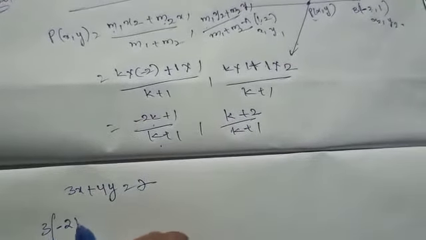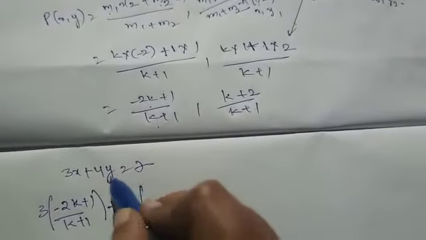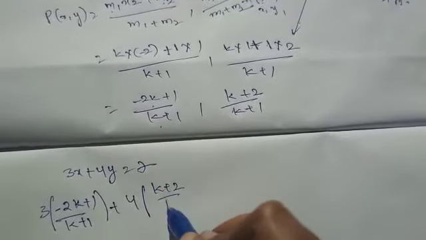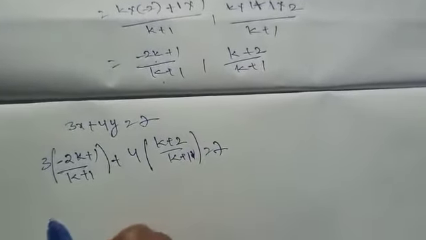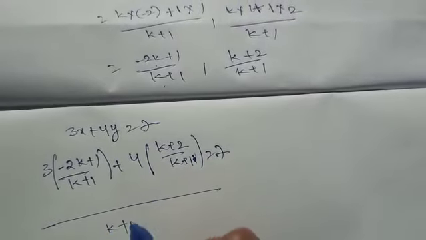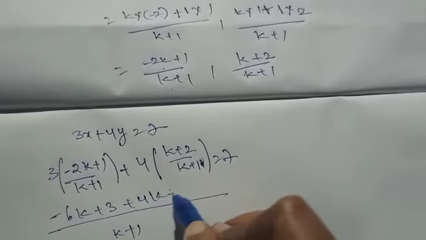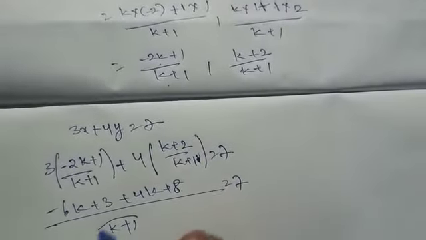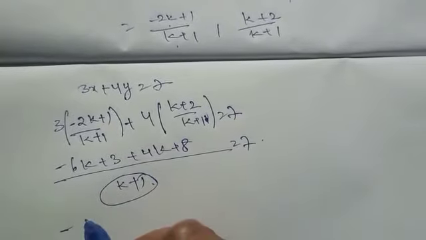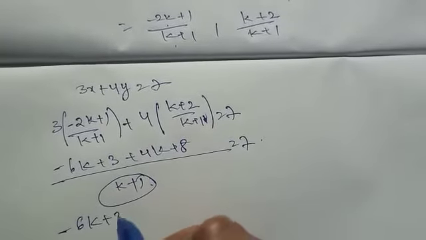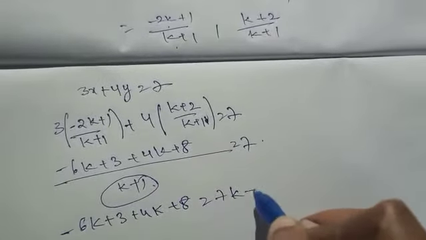The x coordinate is (-2k + 1) / (k + 1), and 4 into the y value (k + 2) / (k + 1) equals 7. Take LCM: k + 1. 3(-2k + 1) is -6k + 3, 4(k + 2) is 4k + 8, equal to 7. The k + 1 comes to this side: into (k + 1). So -6k + 3 + 4k + 8 = 7k + 7.